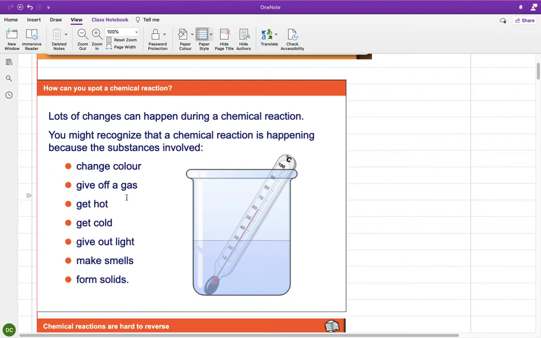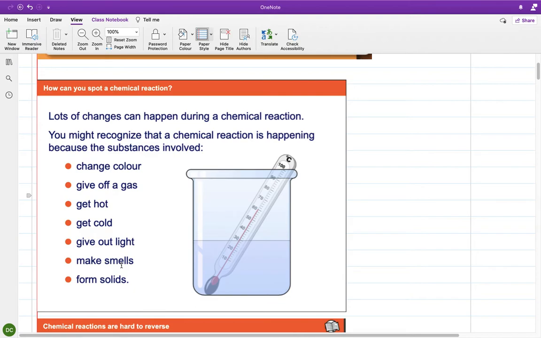It might give off a gas. Did we do any of those reactions? I don't know if we've done any of those. Get hot, get cold. We're definitely going to do them because a reaction that gets hot is called an, fill in the blank, exothermic reaction, and then a reaction that gets cold is called an endothermic reaction. A reaction that gives out light, and the reaction with metals give out light, so you'll be able to see that as well. One that makes a smell, that sulfur one, the colour change one, also stinks.